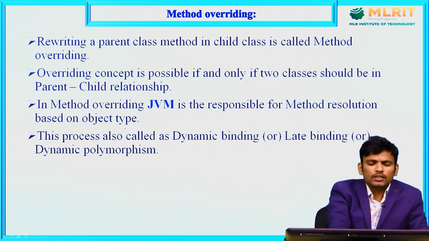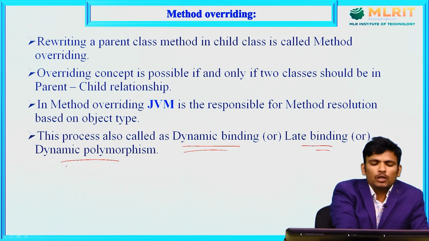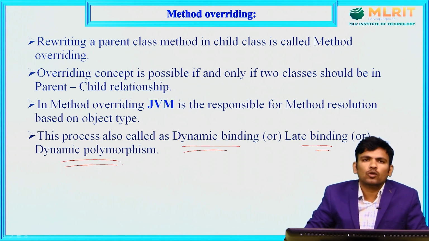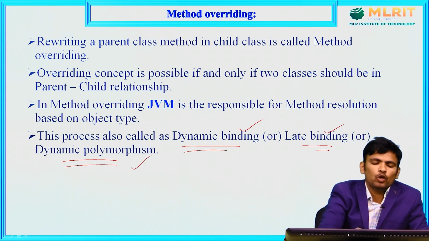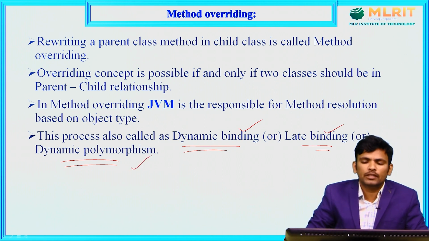This process is also called dynamic binding, late binding, or dynamic polymorphism. So method overriding is sometimes also called dynamic binding, late binding and dynamic polymorphism. These are the other names of method overriding. Why is it dynamic binding, and why is it dynamic polymorphism? I am going to explain programmatically.